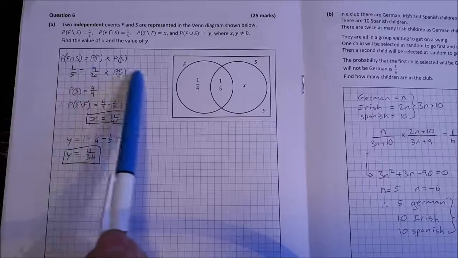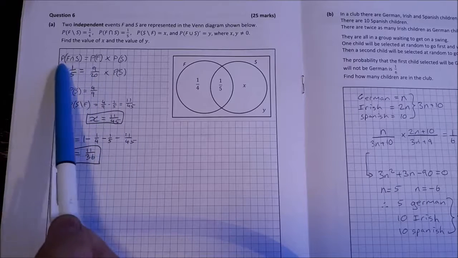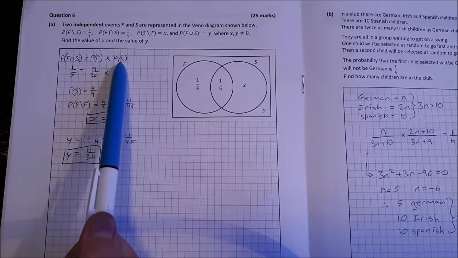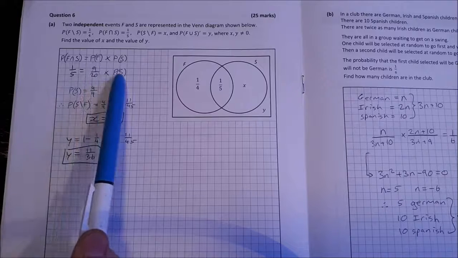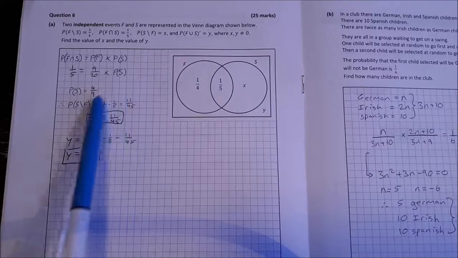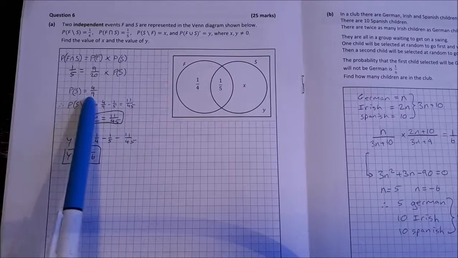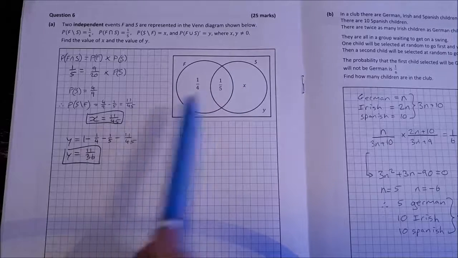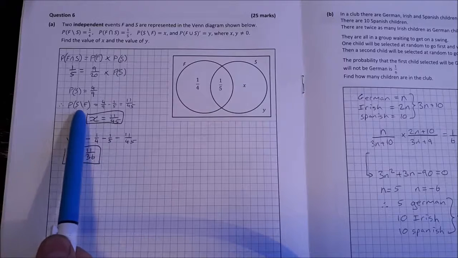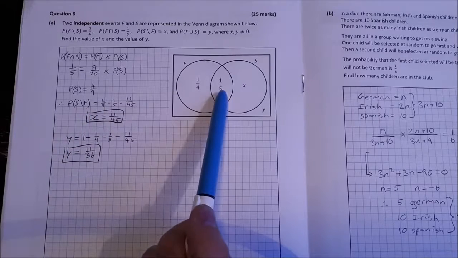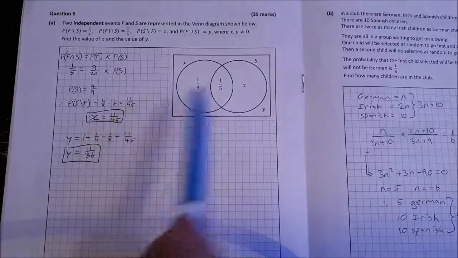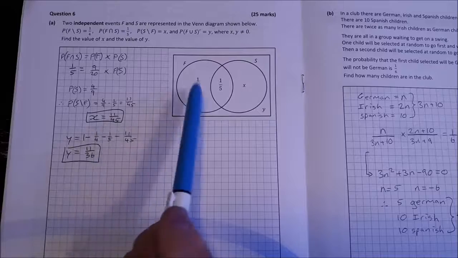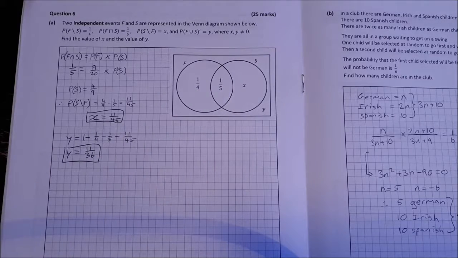So we use our independent events formula. The probability of F intersection S is the probability of F times the probability of S. We know this, we know this, we don't know this. So sub them in and you end up getting the probability of S is 4 over 9. So we could fill in, probability of S less F is 4 over 9 minus this. So that's X is 11 over 45. And then that means Y is 1 minus this, this, and this, which is 11 over 36.